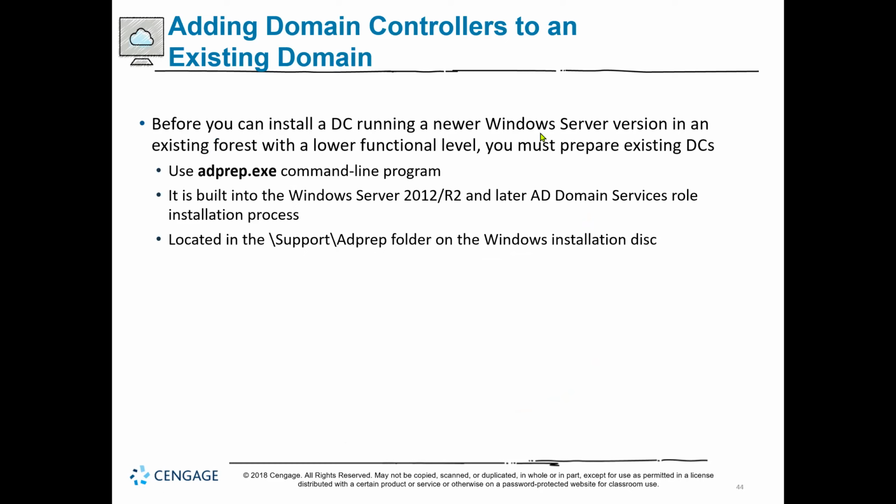Adding domain controllers to an existing domain. Before you can install a DC running a newer Windows Server version in an existing forest with a lower functional level, you must prepare existing DCs. Use the adprep.exe command line program. It's built into the Windows Server 2012 R2 and later Active Directory Domain Services role installation process, located in the support adprep folder on the Windows installation disk, or ISO, whatever you're using.